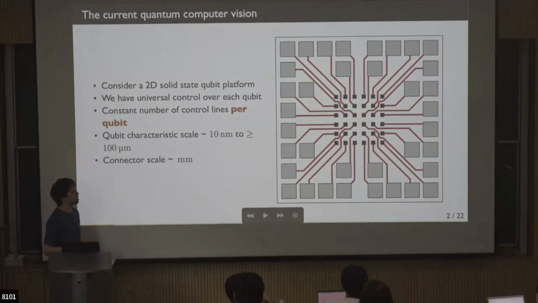And this leads to a problem where, okay, you have some dense packing of your qubits, and then you have some footprint for pads where your connectors are going to go. And these pads are very large, so you have to route them into my grid of qubits. That's going to place some limit on your size because you can only pack these wires so tightly.